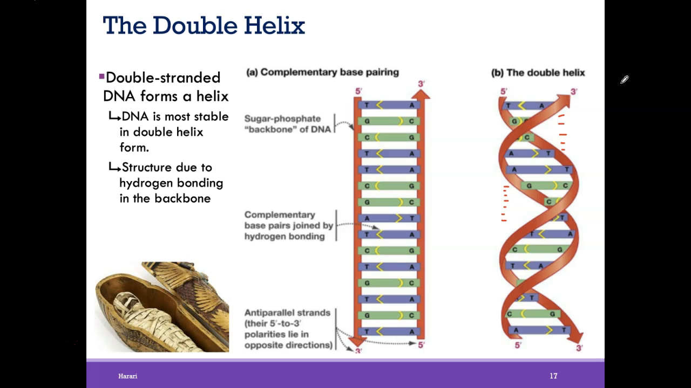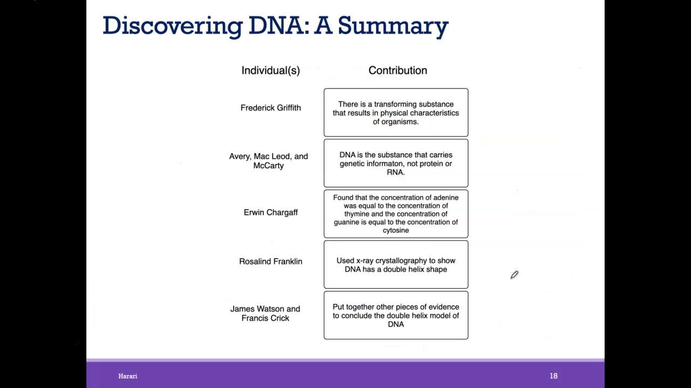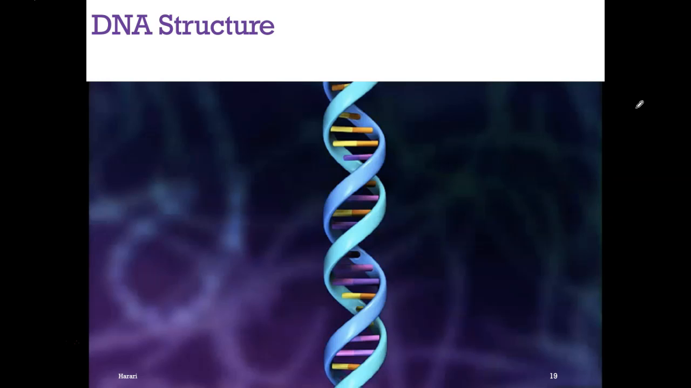Right? And again, the twisting structure is due to hydrogen bonds in the backbone. So hydrogen bonds are between the bases, but also in the backbone. And you can pause here just to get a summary of how DNA was discovered. Let's watch this video together to summarize what we know about DNA so far.